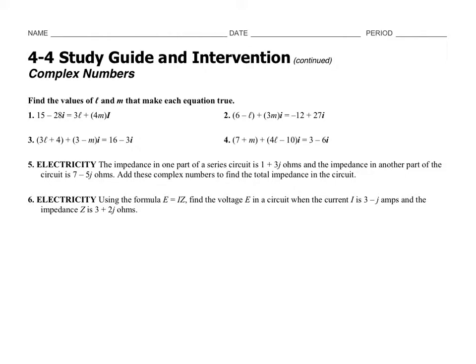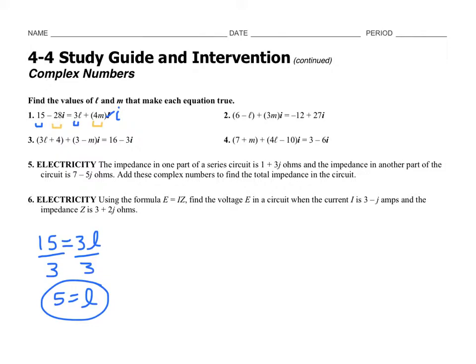Since they both have a real and imaginary part, they don't affect each other. So we know that the real part has to equal the real part, and the imaginary part has to equal the imaginary part. So we set up two equations. We're going to have 15, real part on the left equals real part on the right. Solve for L. So L will equal 5 to make this true.